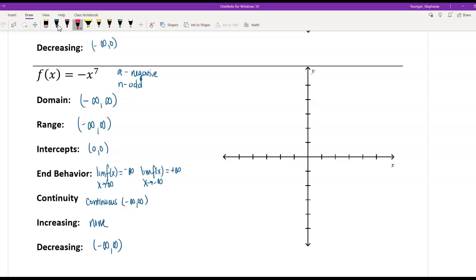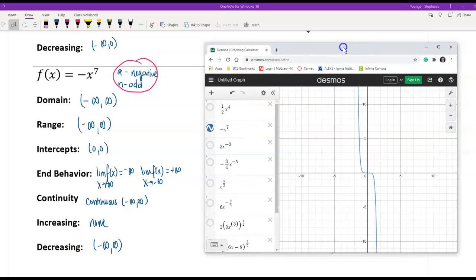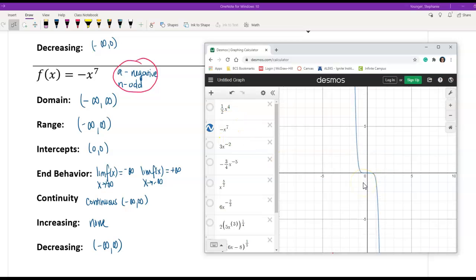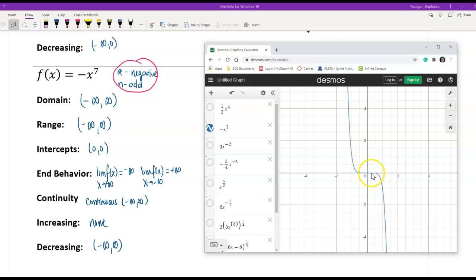All this information was gathered simply because we recognize that A is negative and N is odd. So we know that we have the 0, 0, the negative 1, positive 1, and the positive 1, negative 1. And then we're going to make that cubic shape. So there's Mrs. Younger's freehand version of negative x to the 7th. But if I pull over my Desmos, I see here's my negative x to the 7th. Because that exponent is bigger, notice we are closer to that x-axis, especially if I scroll in a little bit more.